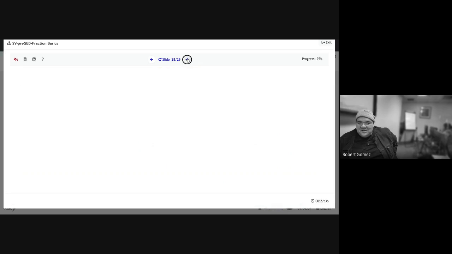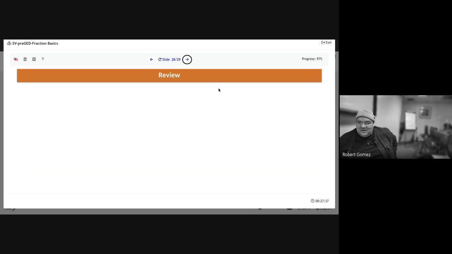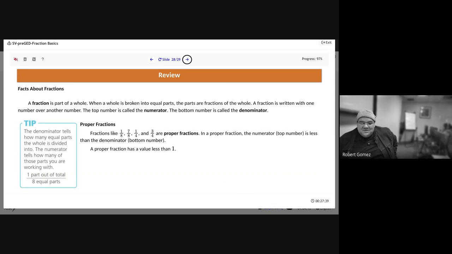Okay. Skill check, review. So we're actually finished with this one. Remember, guys, really quick, a fraction is a part of a whole. When a whole is broken into equal parts, the parts are a fraction of a whole. A fraction is written with one number over another number. The top one is called the numerator, the bottom is the denominator.